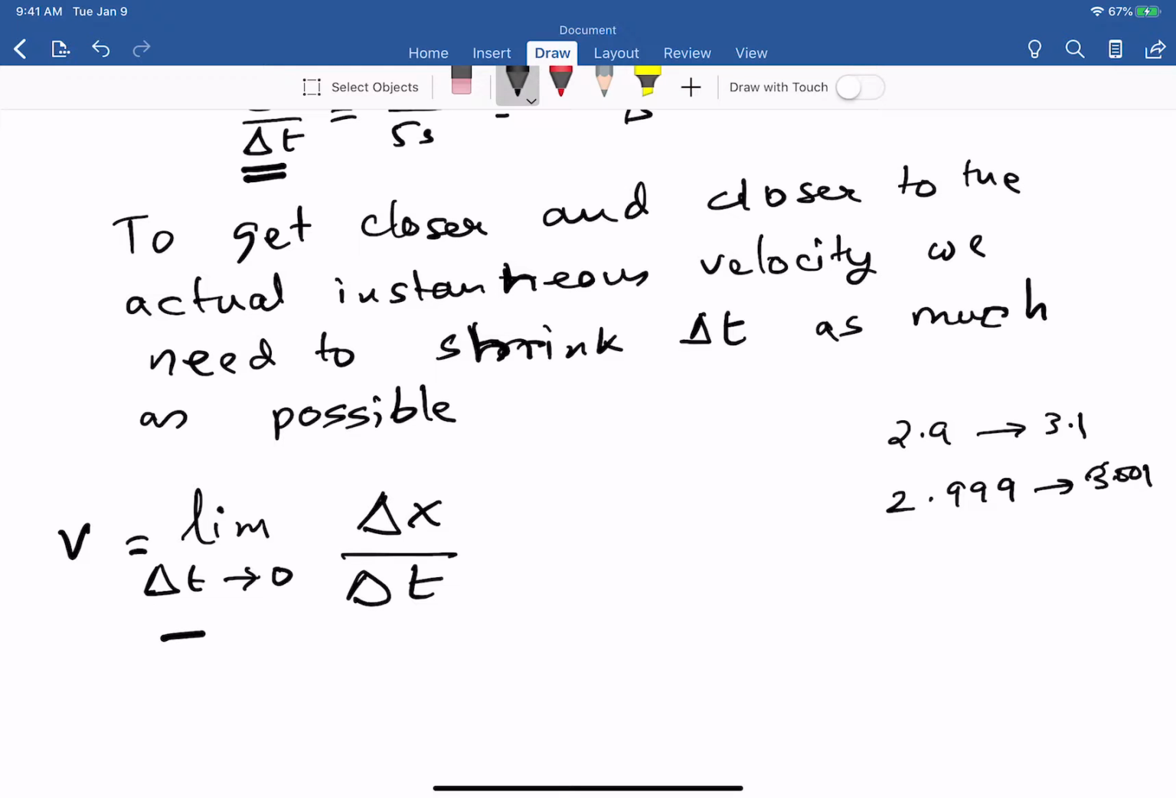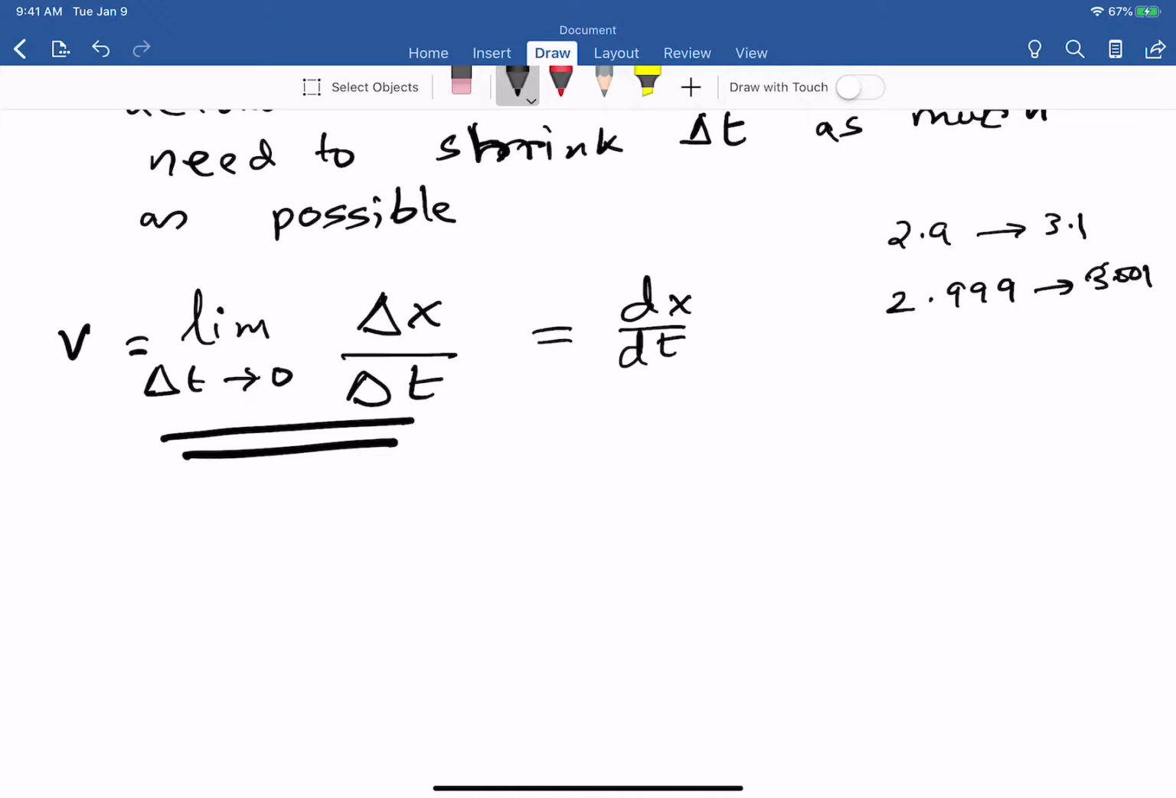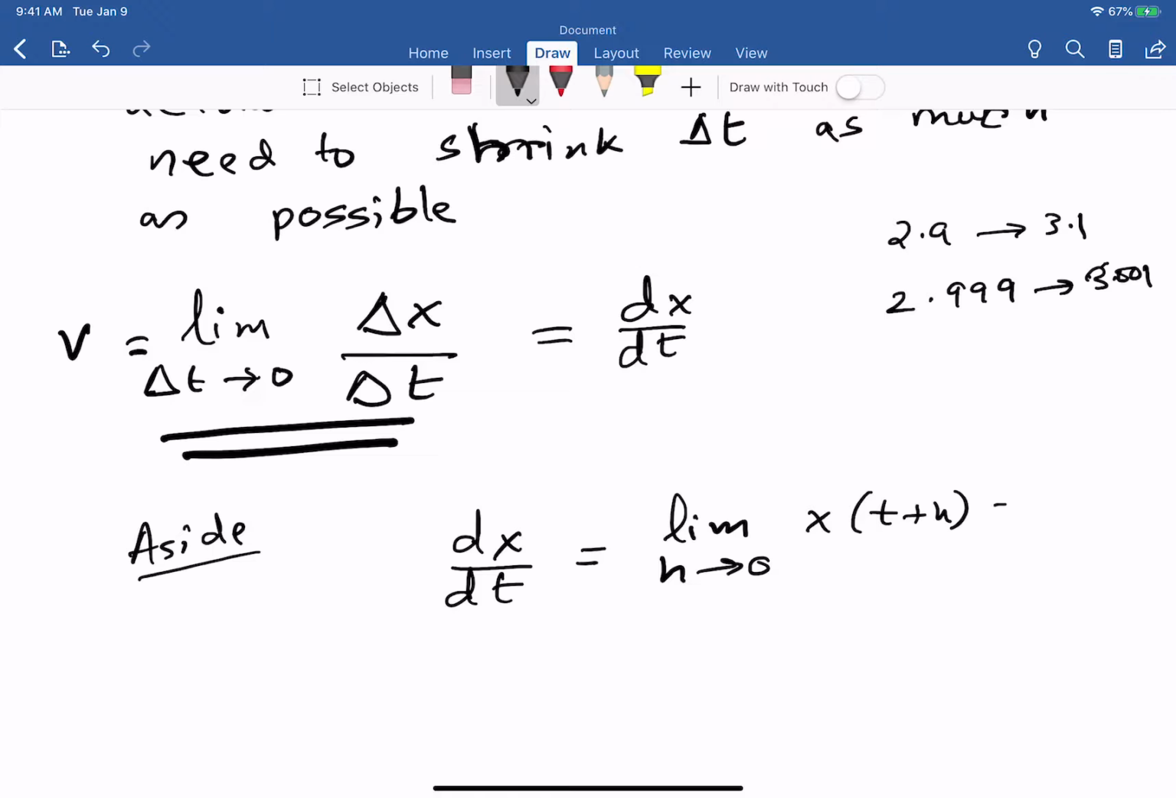Now, this quantity might ring a bell from elementary calculus. This quantity is just the definition of a derivative. So, in other words, the instantaneous velocity is simply the derivative of the position function, dx/dt. Now, just an aside here, in your high school calculus classes, the definition of the derivative of the function x of t, you might have seen it like this: limit h tends to 0, x of t plus h minus x of t, divided by h. So this might have been the way you've seen the definition of a derivative in your calculus books.